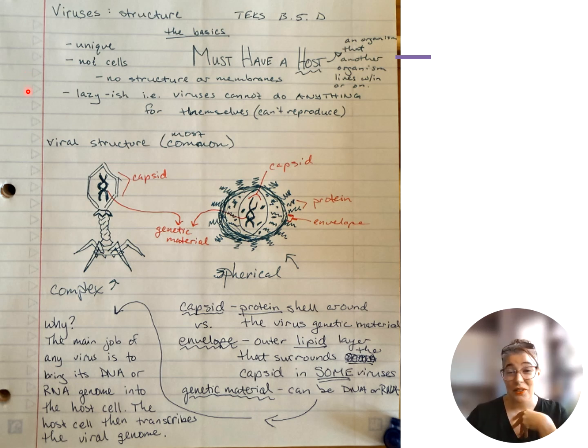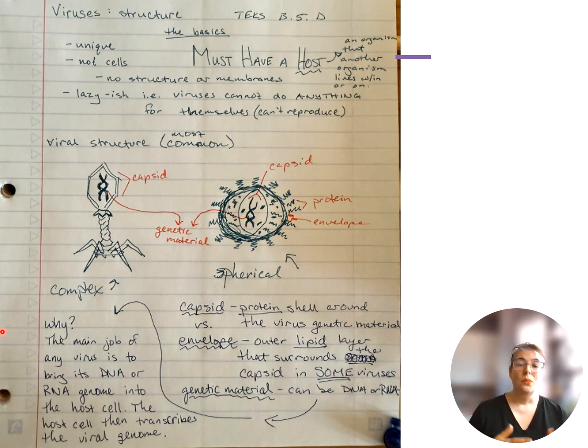They're lazy. I consider viruses to be a very lazy thing because they can't do anything themselves. They need to have that host in order to do anything. Otherwise, they're inert. They're not doing things. I have my hand-drawn versions of our complex and spherical virus, and I've outlined that there's genetic material, there's a capsid, and on the spherical, I've pointed out where protein parts would be for that attachment.